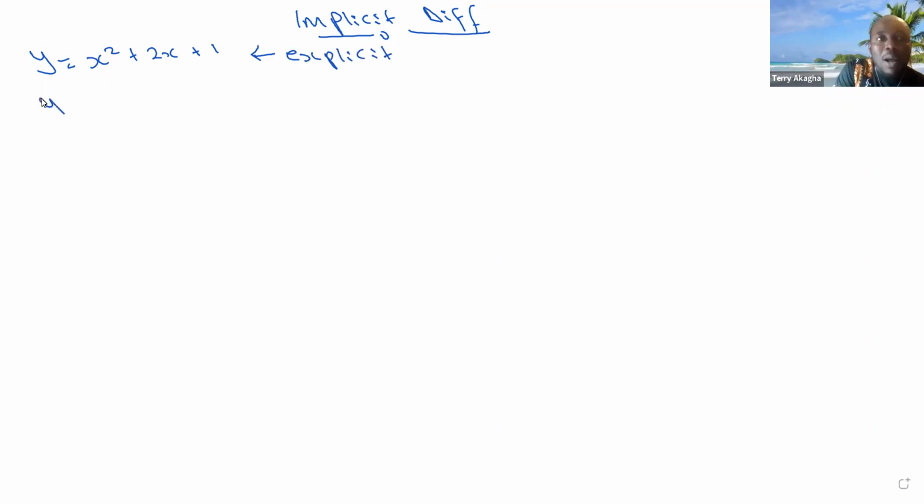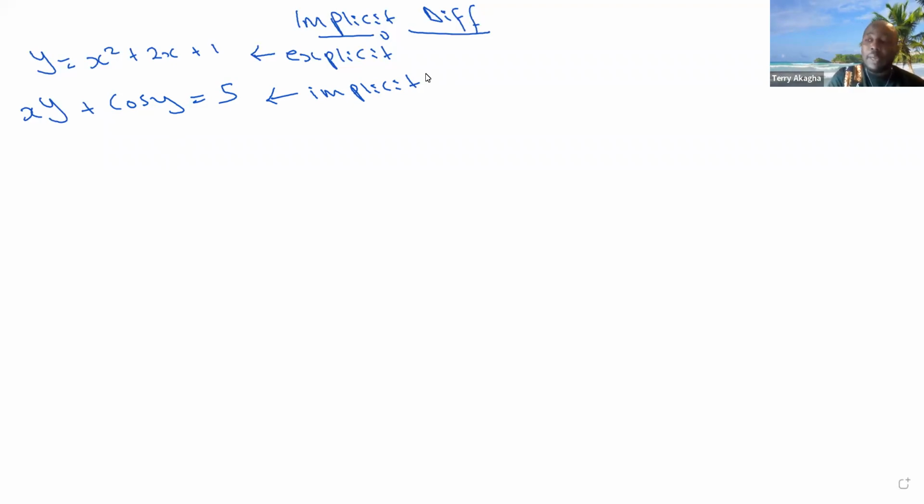But when you have, let's say, xy plus cos y is equal to 5, you can see that you cannot really define y completely in terms of x. So this is what we call implicit. Now we're trying to differentiate implicit equations and see what we can do.